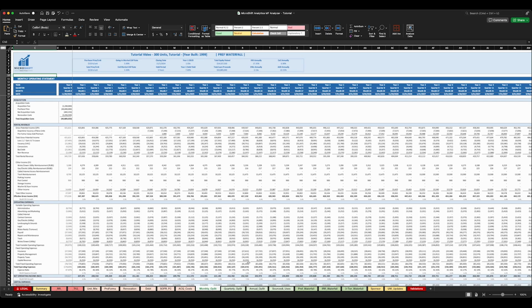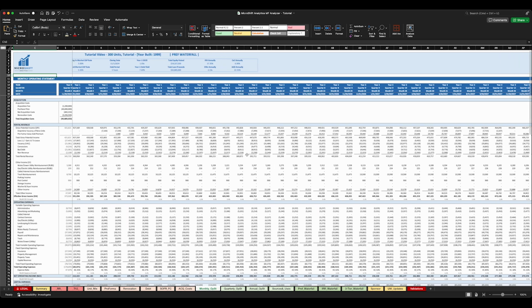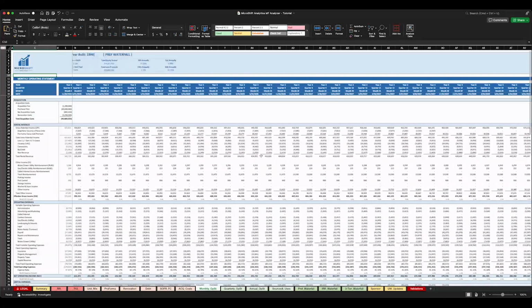The remaining tabs are all output tabs. So these are all the tabs in green, your operating statement as well as the different waterfalls. Starting with the monthly operating statement, this tab, there are no user inputs required. These are for providing insights only.